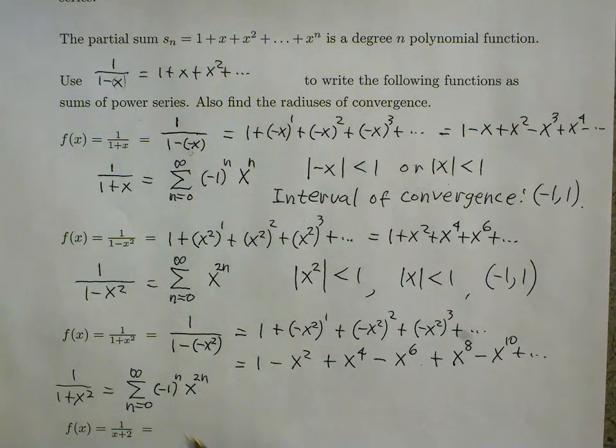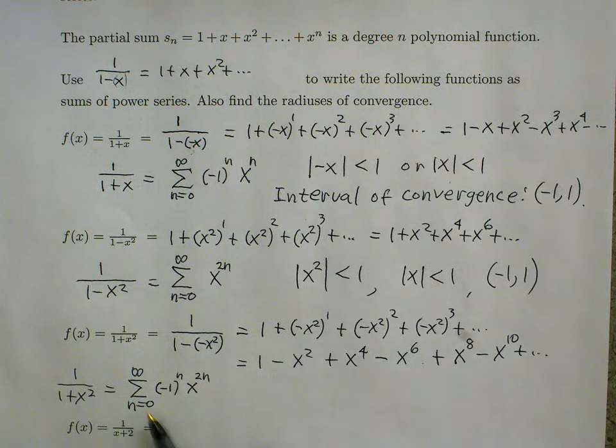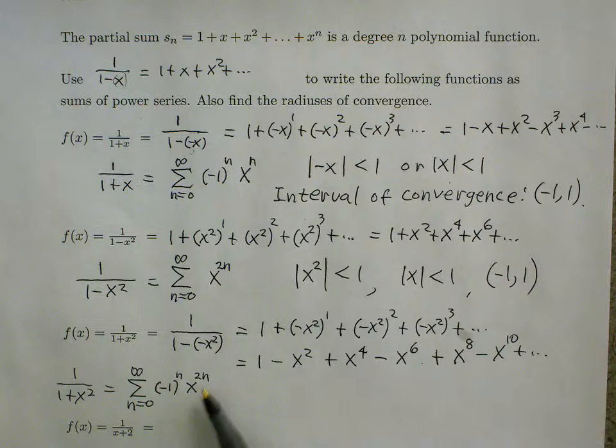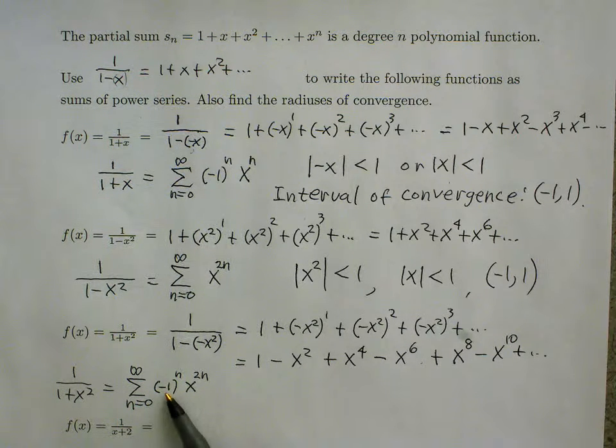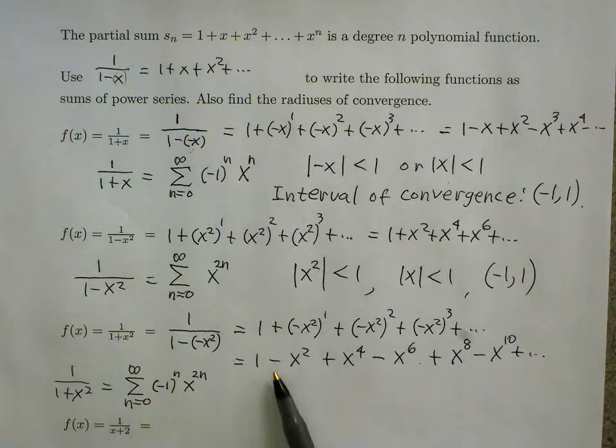So if you're ever in doubt about your summation, you can test it out. So we can test a couple of terms. When n equals 0, negative 1 to the 0 is 1. X to the 0 is 1. So that works when n is 0. Then when n is 1, negative 1 to the first is negative 1. X to the 2 times 1 is x to the second. That agrees with our second term, minus x squared, and so on.